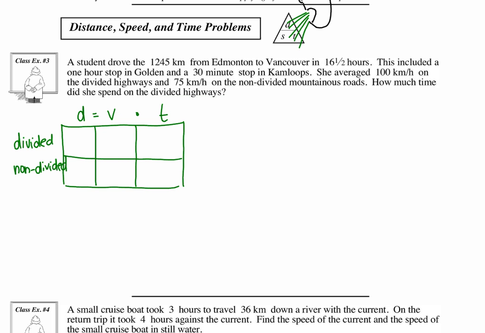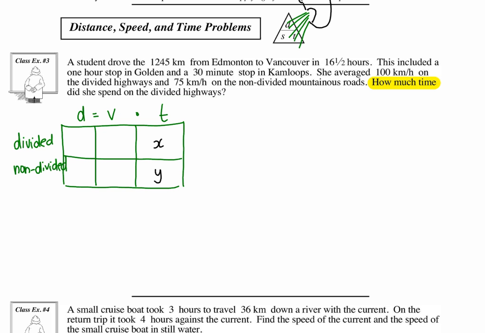Okay, so the first thing we want to fill in is our variables. How do I know which column to look at to put my variables in? Yes, Caleb. How much time? So if we want to know how much time, the variables are going to go in time. Should we just use X and Y, or do you want to do something different? You don't care? So divided is X time, non-divided is Y time. Is that good? Okay.